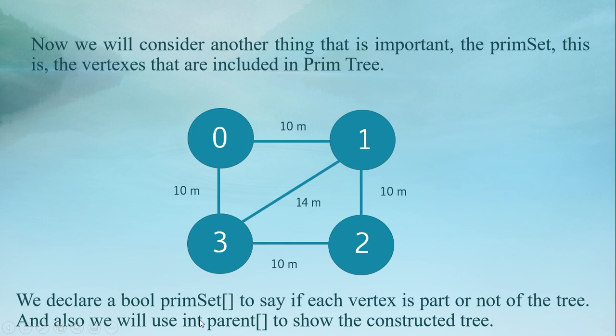And we'll also use an int array parent to show the constructed tree. This is the node parent. For example, the node parent of 1, if we are here, is going to be 0, right? It's very important. If we are here in 2, then 3 and 1 have parent 2. If we set 3 as our node, then 0, 1, 2 will have parent 3, and so on.